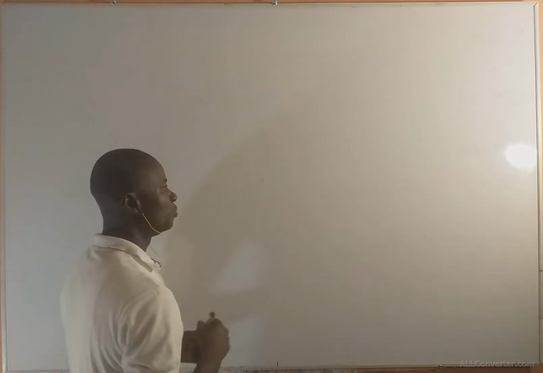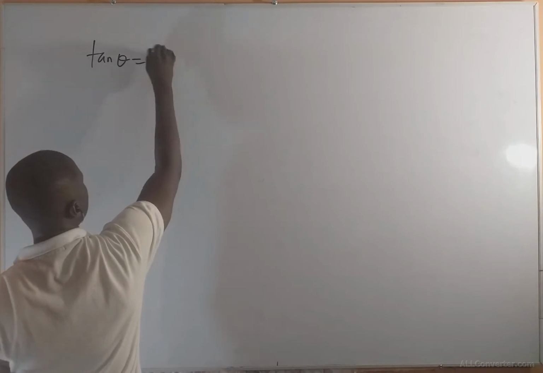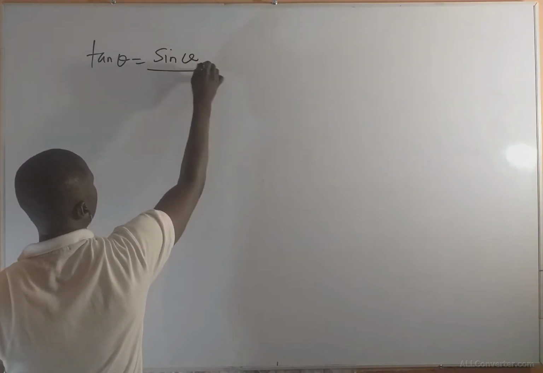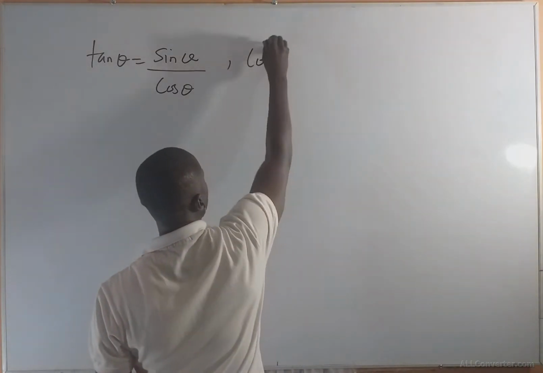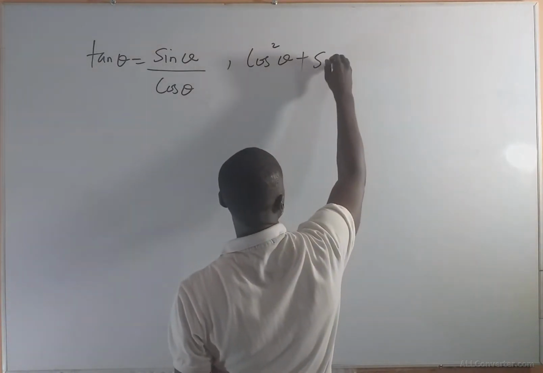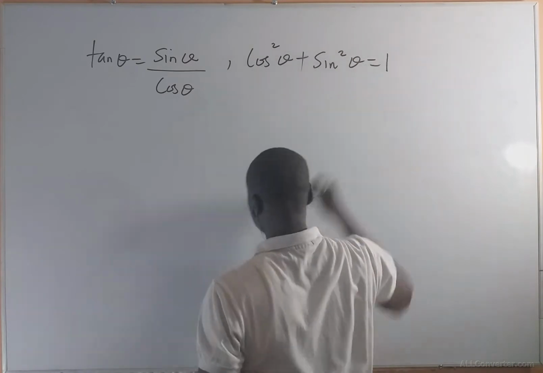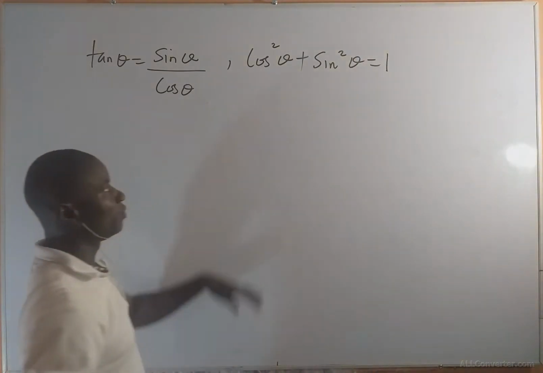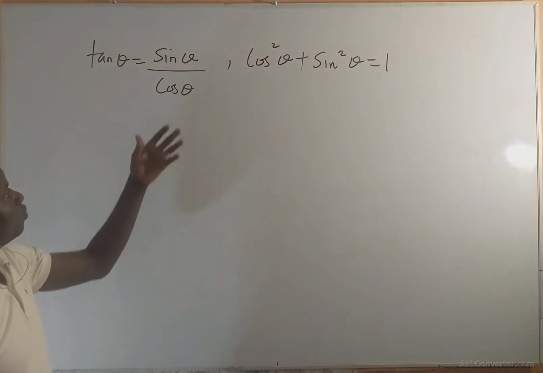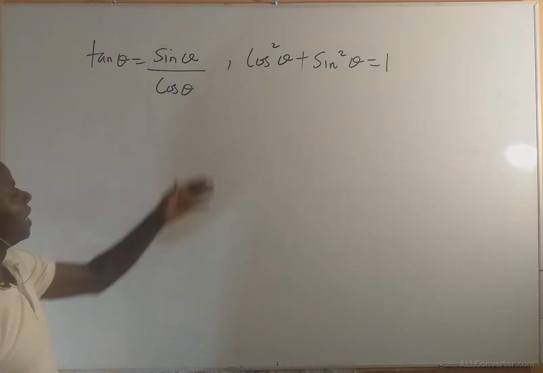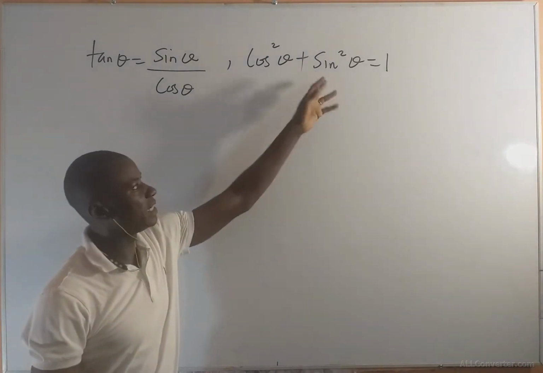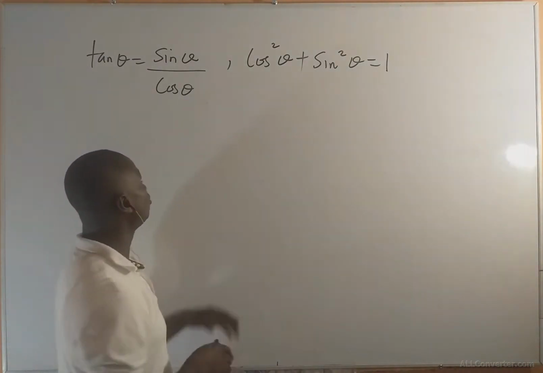On this particular episode, I'm going to help you to prove that tan theta is equal to sin theta over cos theta, and that cos square theta plus sin square theta is equal to 1. These are trig identities. I'm going to help you to be able to prove them.